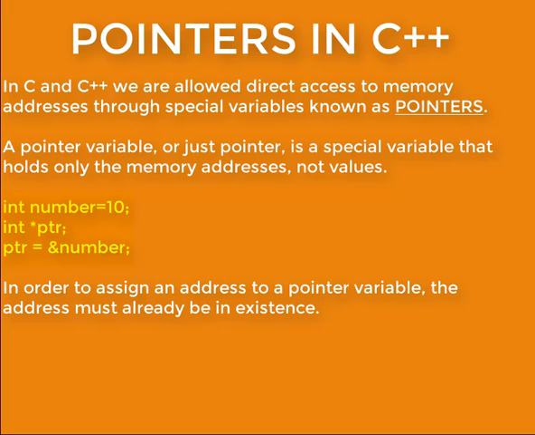The ampersand is called the address operator, and using the address operator we are retrieving the address of the variable number and we are assigning it to the pointer ptr. Please note that when we assign an address to the pointer variable, we don't use the star. We use the star only when we create a pointer variable, and also later on when we dereference, which we'll discuss shortly.